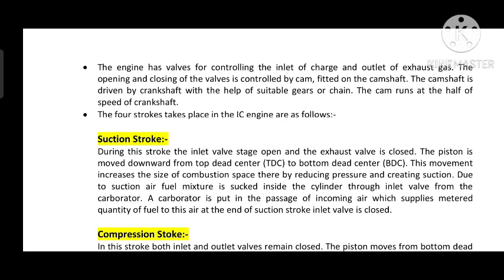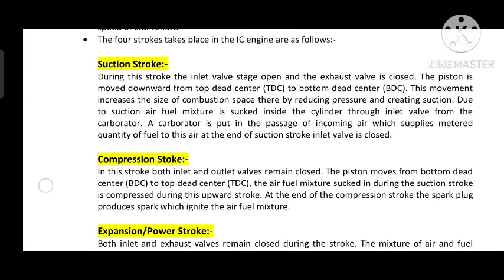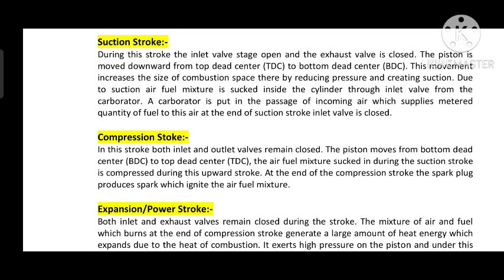During this stroke, the inlet valve opens and the exhaust valve remains closed. The piston moves downwards, that means from top dead center to bottom dead center. This movement increases the size of the combustion space, thereby reducing pressure and creating suction. Due to suction, the air fuel mixture is sucked inside the engine cylinder through the inlet valve from the carburetor.